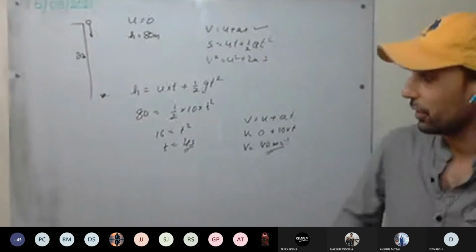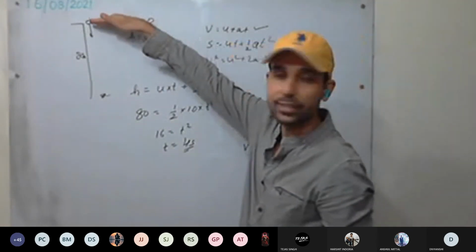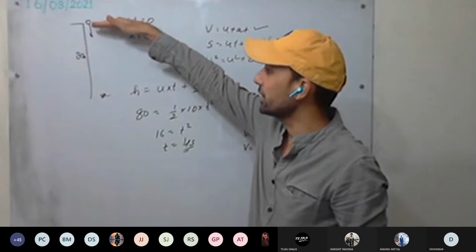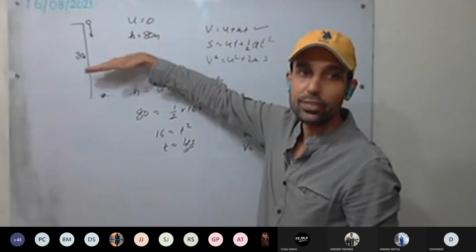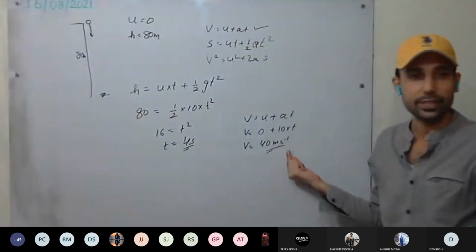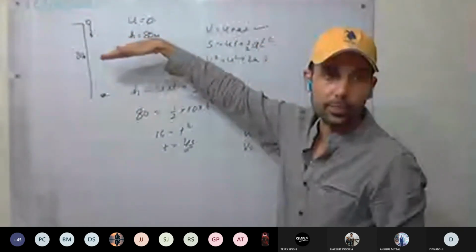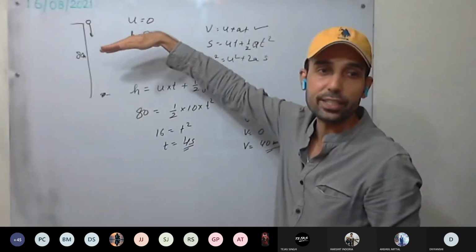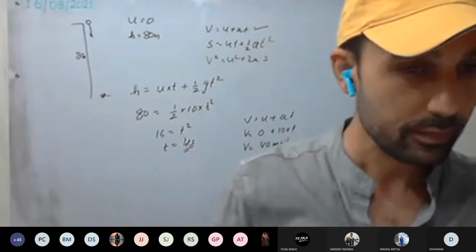You can see as well, it is taking 4 seconds. Initial velocity is 0. After 1 second it will be 10 meter per second, after 2 seconds 20, after 3 seconds 30, after 4 seconds 40 meter per second. You can interpret it that way. Acceleration due to gravity is 10 meter per second square, which means each second the velocity is increasing by 10 meter per second. Understood the question? Yes, sir.